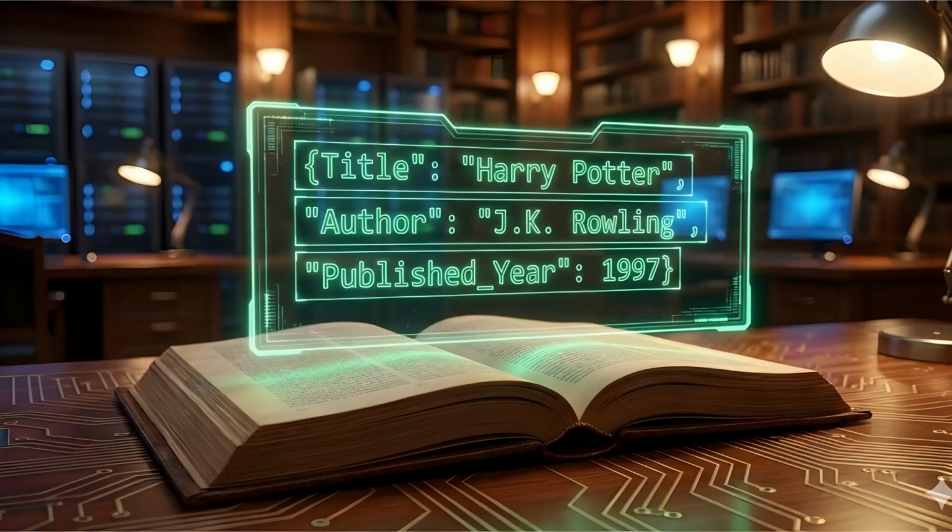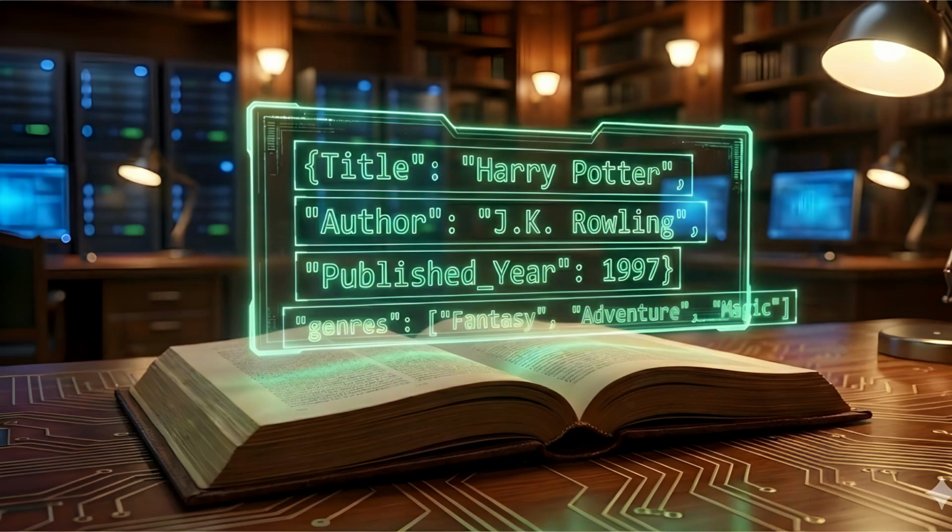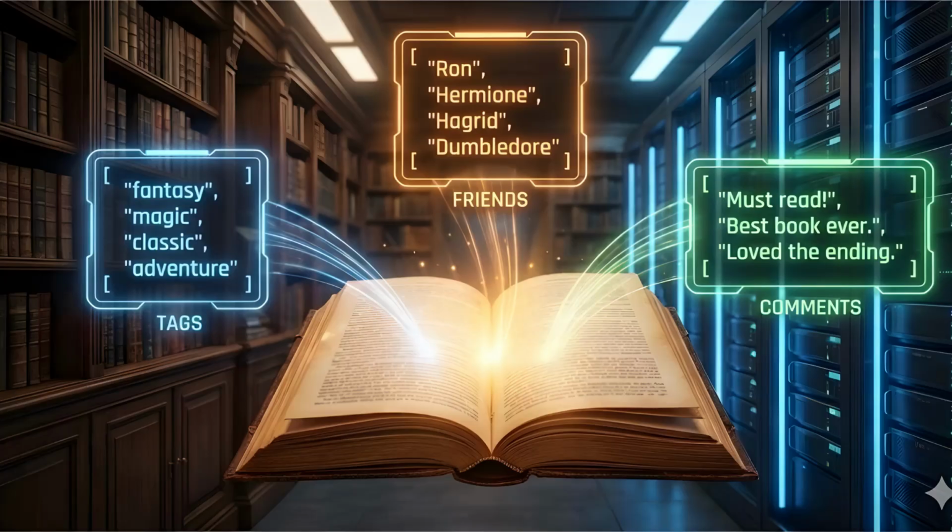But here is the cool part. MongoDB can store more than just simple text. It can store lists. In the library, a book might belong to multiple categories. In MongoDB, we write that like this. See those square brackets? That is a list. We call it an array. You can store a list of tags, a list of friends, or a list of comments, all inside this one single document.